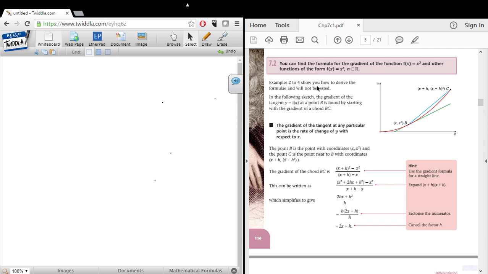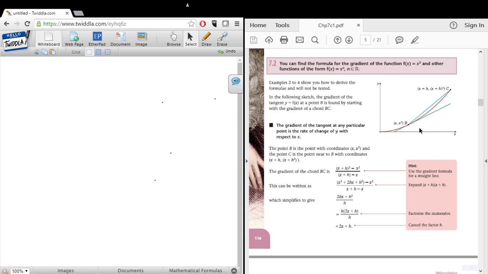Examples 2 and 4 show you how to derive the formula and will not be tested. In the following sketch, the gradient of the tangent y equals f(x) at the point B is found by starting with the gradient of the chord BC. The gradient of the tangent at any particular point is the rate of change of y with respect to x. Please remember the phrasing and the wording used in this particular sentence.